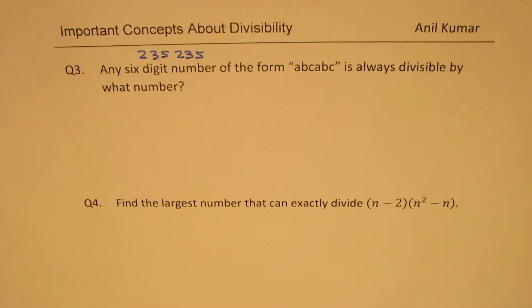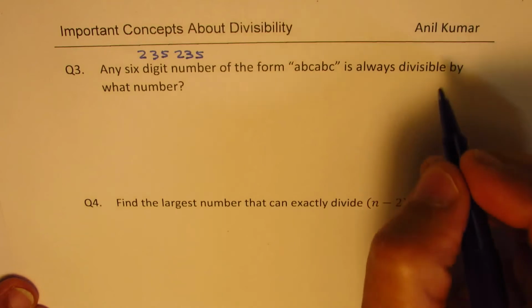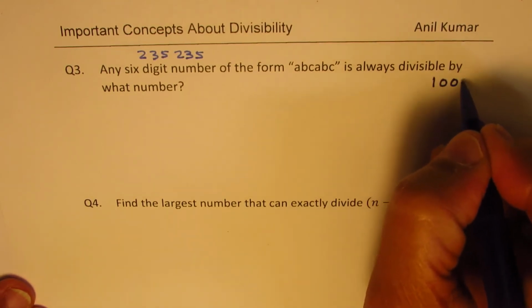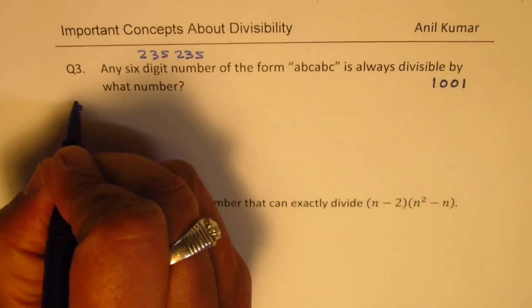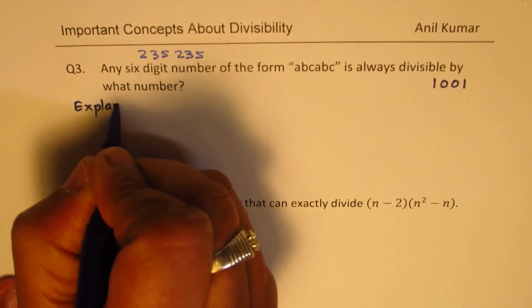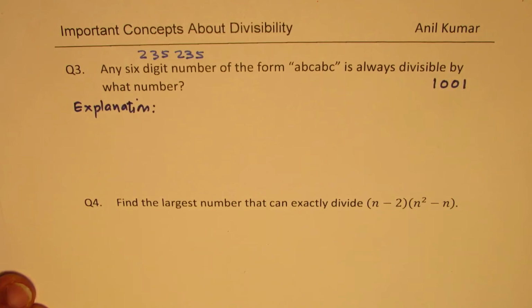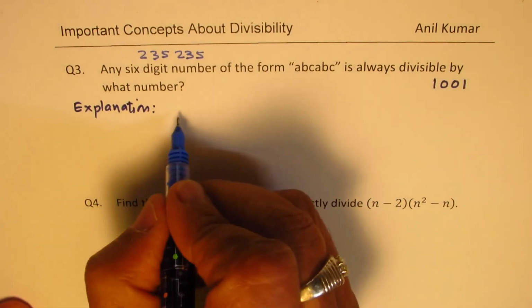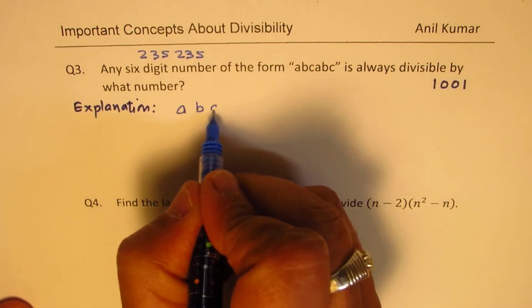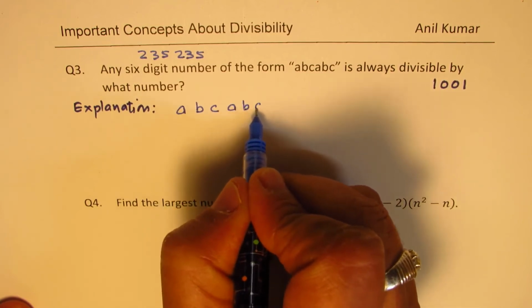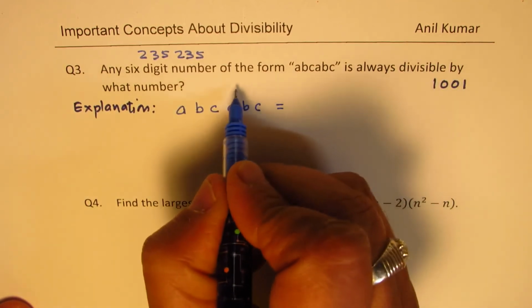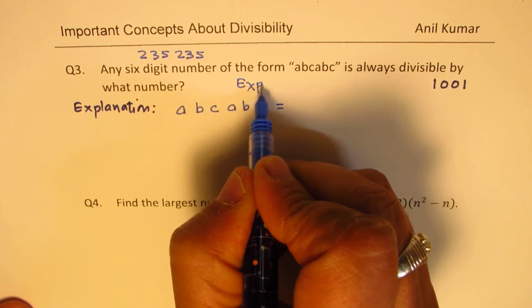So the answer for this is 1001. Let me write down the answer here. The answer is 1001, and here is the explanation. See, if you have a number which is ABCABC, you could write this in expanded form. Write it in expanded form.